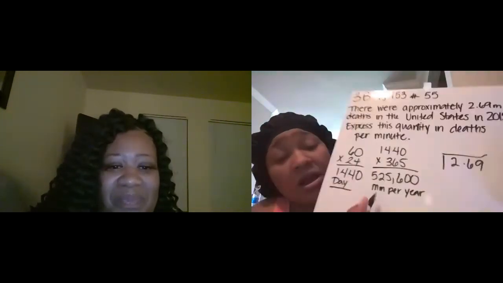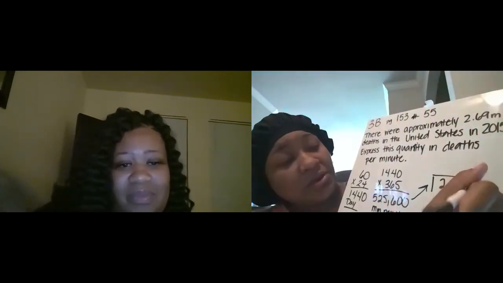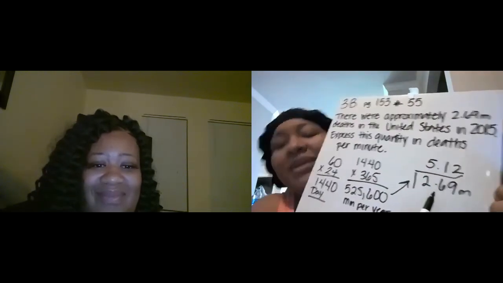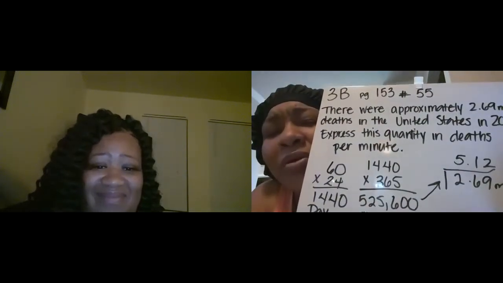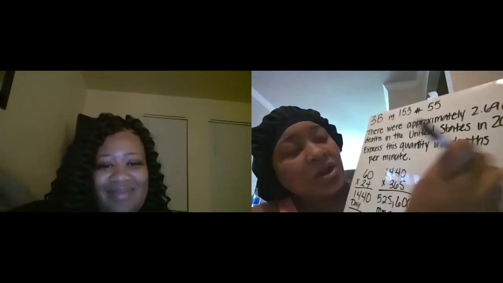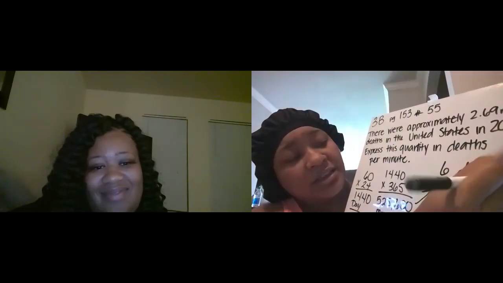So we're going to divide that by our large number there. We're going to just draw an arrow to that because we need to save space. So we're dividing 269 million by 525,600. And your answer will be 5.12 deaths per minute. But again, what is 0.12, people? How's somebody gonna die 0.12? A piece of them. So we're gonna go ahead and round that up to 6. And the answer is 6 deaths.